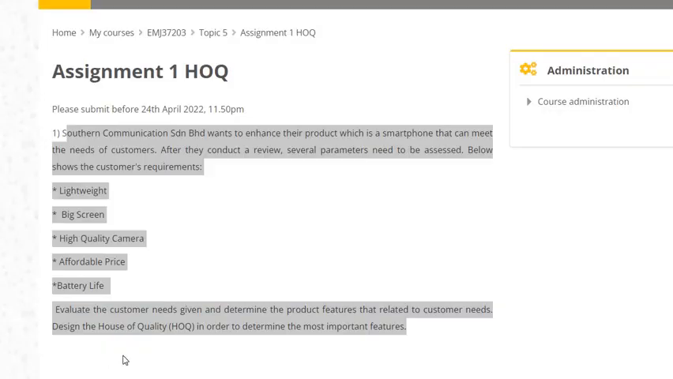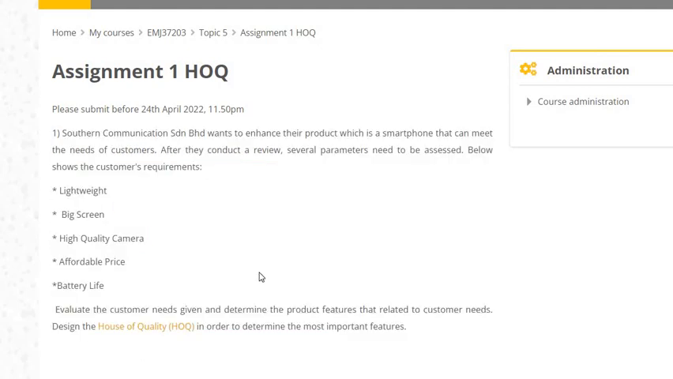Discuss about your house of quality. Which one is the most important, second, and then why that parameter is most important, second parameter is second important. So all the information you need to provide me in your answer script, and then you can upload here. Okay, boleh? Clear?